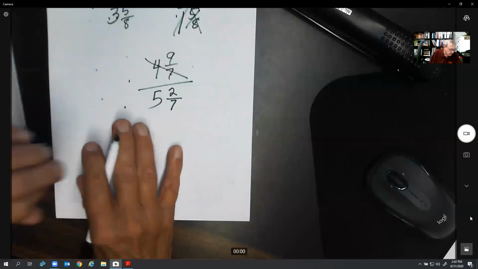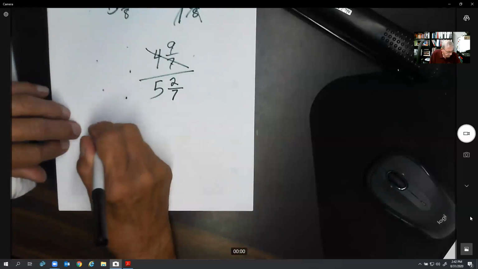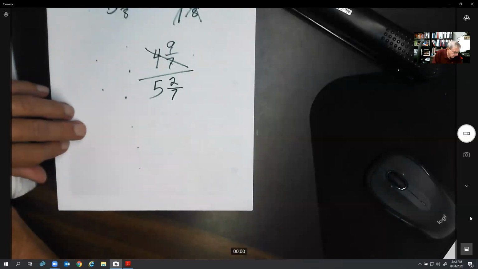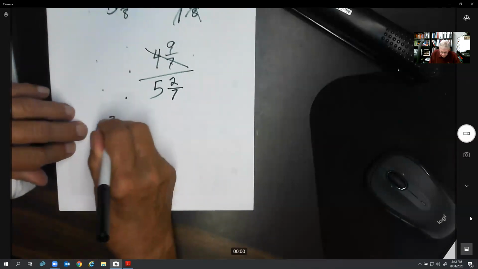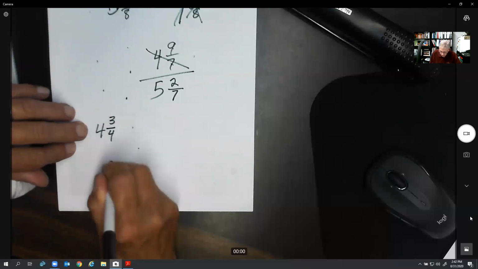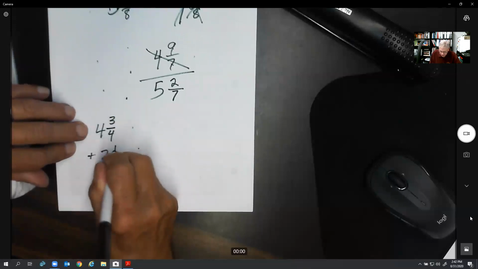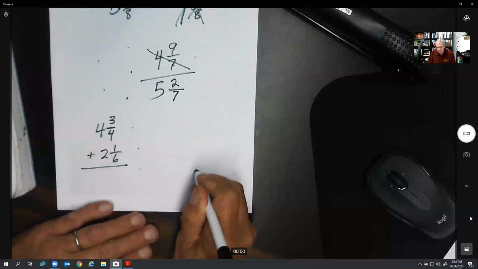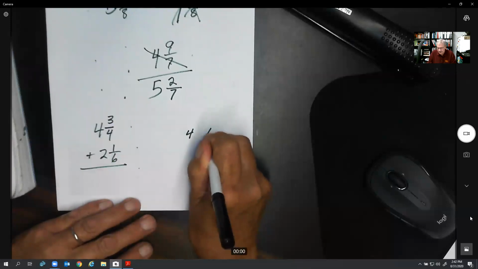So there's a lot of nifty little ways to do these. We'll try one more. Let me try this one. 4 and 3/4 plus 2 and 1/6. Just made up a problem. 4, 6.